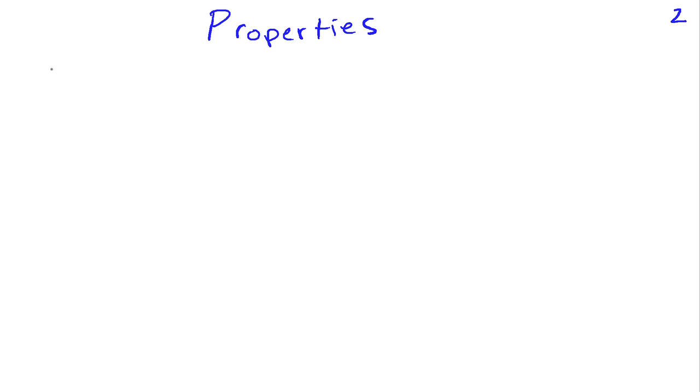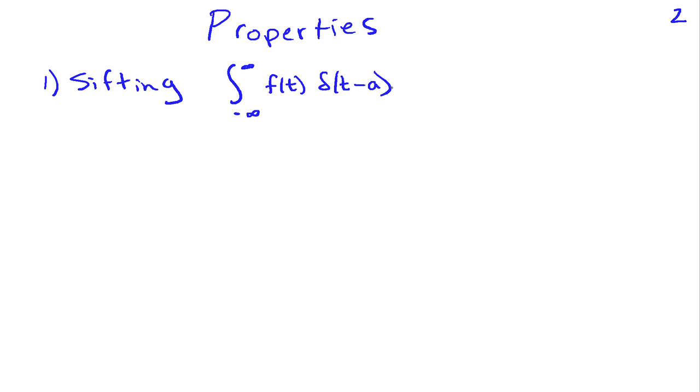There are some very important properties of the impulse function, and we'll start with the sifting property. The sifting property says that the integral from minus infinity to infinity of some function f of t times delta of t minus a, so we're integrating the impulse that is shifted by a units, in other words it occurs at time a, integrating that against this function f of t, will give us the sample of the signal f of a. Okay, so that will evaluate f at time t equals a.